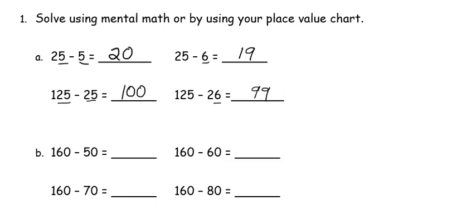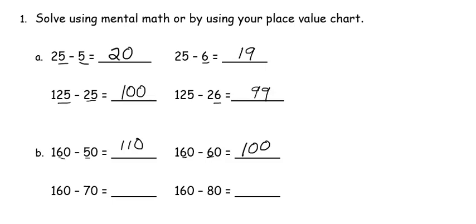In Part B, I have 160 minus 50. So I'm going to subtract 5 tens from the 6 tens in this number. That would leave me with 110, because I have 1 ten left. In the corresponding problem, I have 160 minus 60. So this time I'm subtracting 6 tens from the 6 tens that were already there, and that leaves just 100.